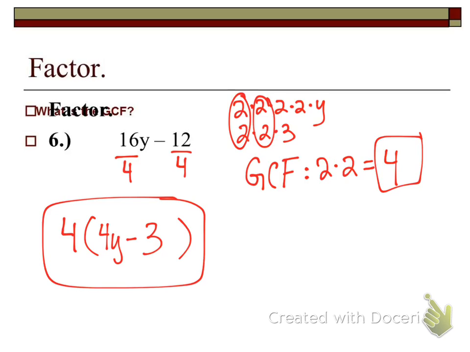How do you think we could check ourselves? Multiply it back in. If we distribute the 4 back into the parentheses, we should end up with the original problem, which we would. Okay? Are we ready for another one?